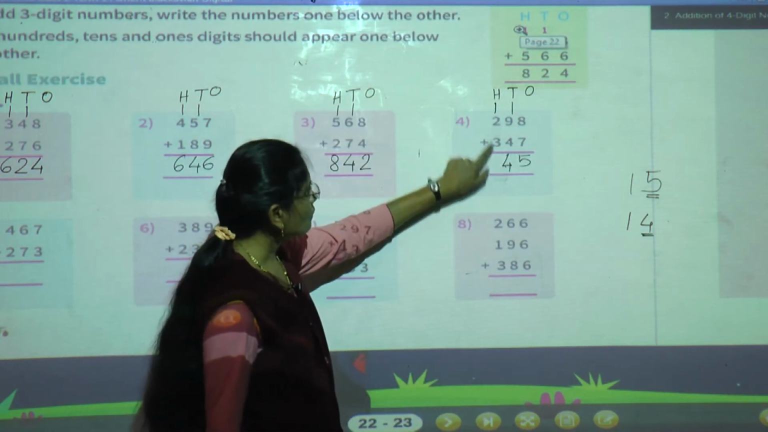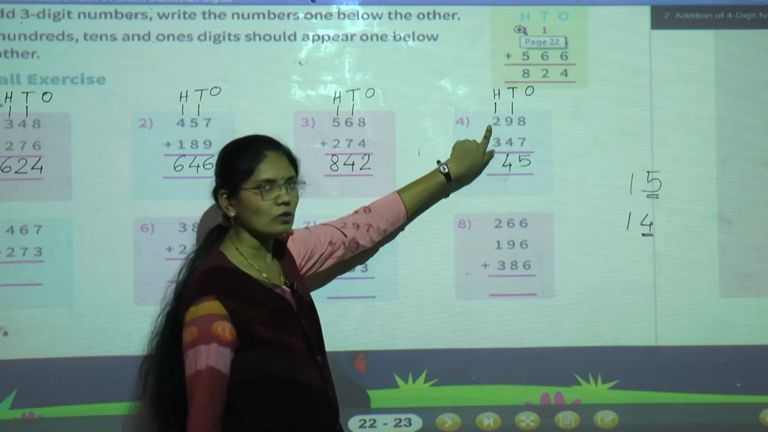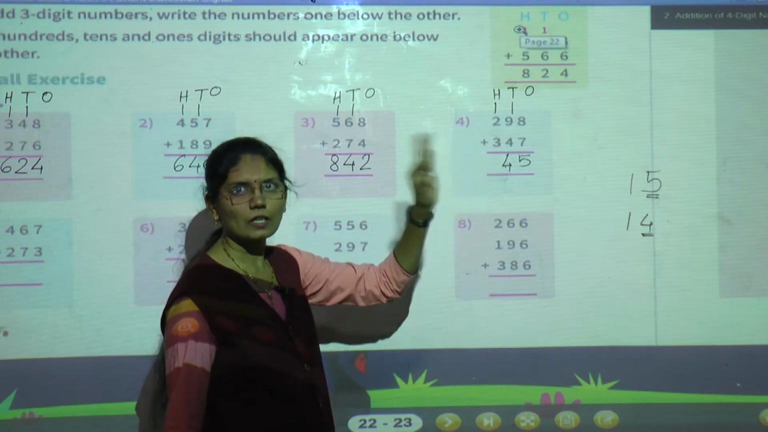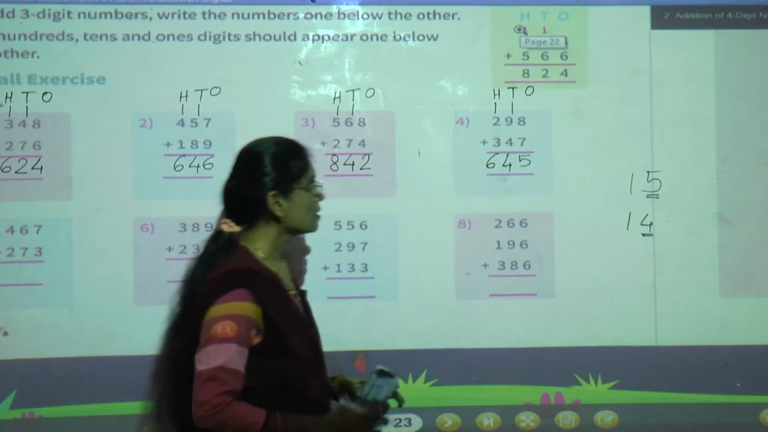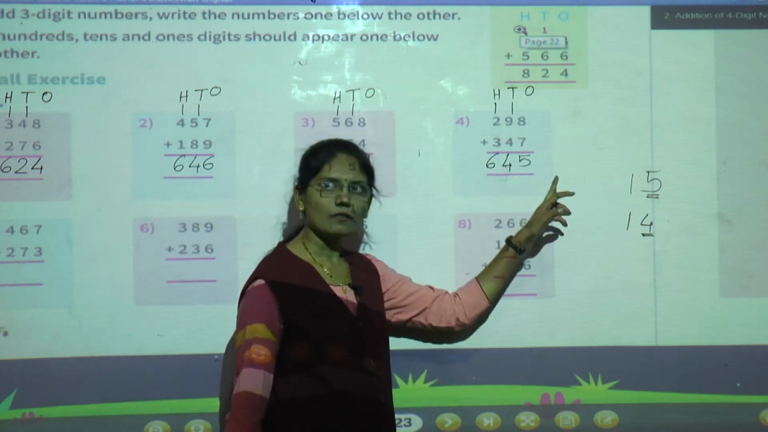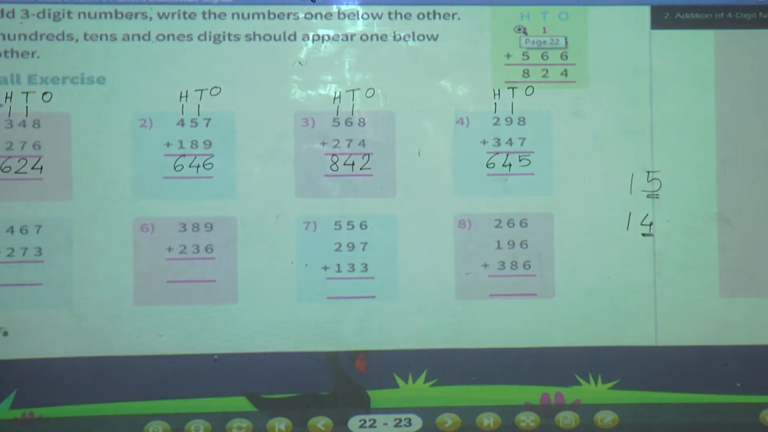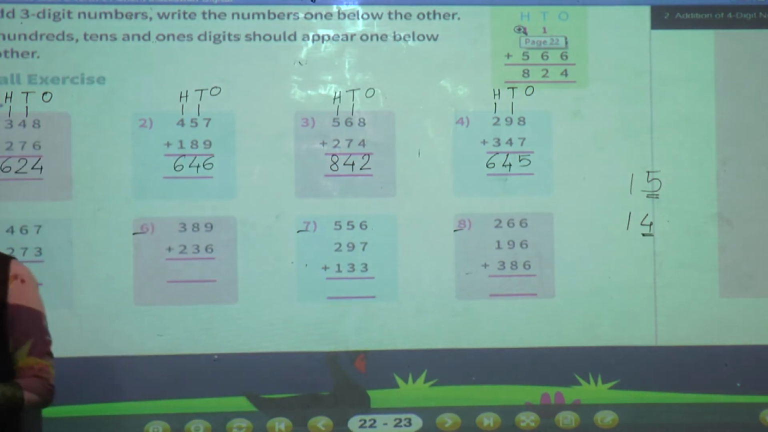Now do the addition of these 3 numbers. 1 plus 2 plus 3. 1 plus 2, 3. 3 plus 3. Yes, after 3 again count 3 fingers. 4, 5, 6. So the answer is 645. This is our answer. Now students, these 4 sums, 5, 6, 7, 8, you have to solve on your own.